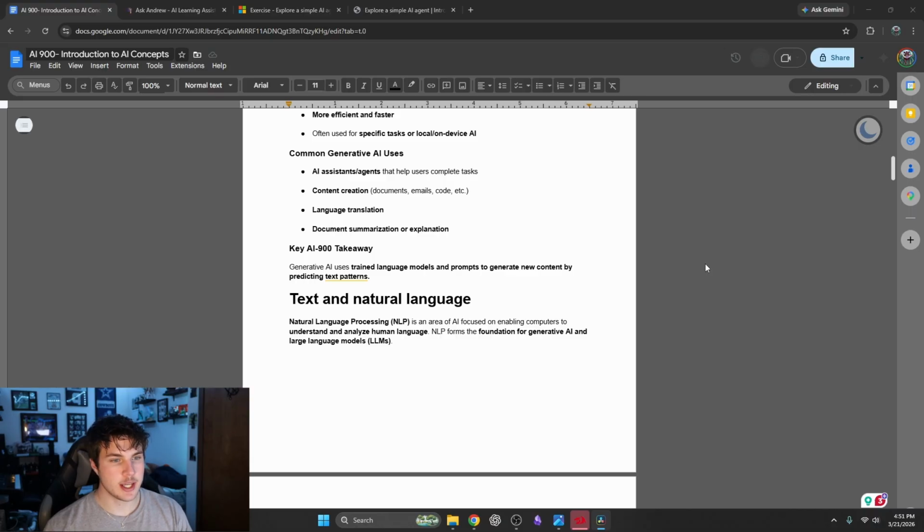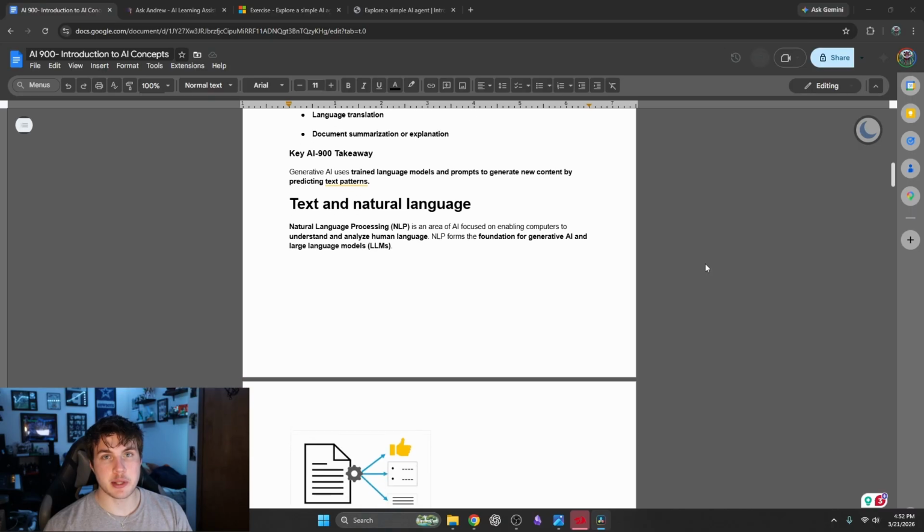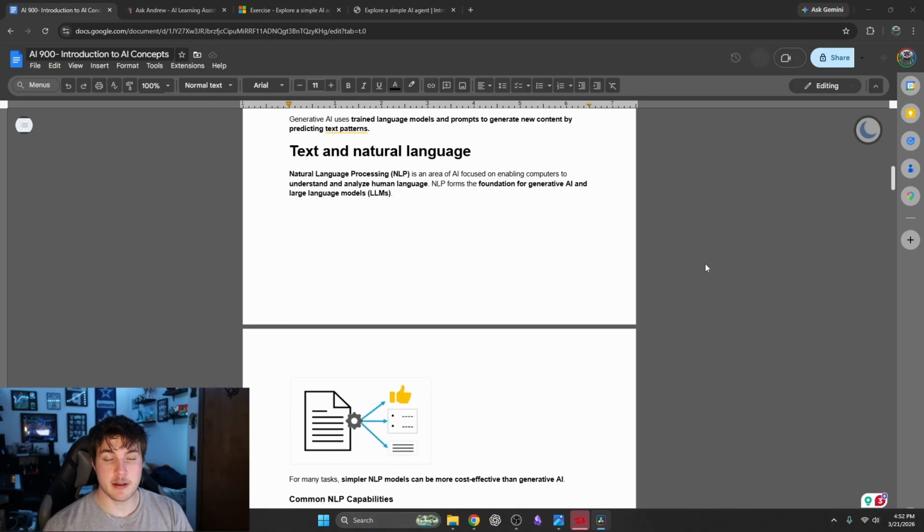Text in natural language. Natural language processing, or NLP, is an area of AI focused on enabling computers to understand and analyze human language. Natural language processing forms the foundation for generative AI and large language models. For many tasks, simpler NLP models can be more cost-effective than generative AI.